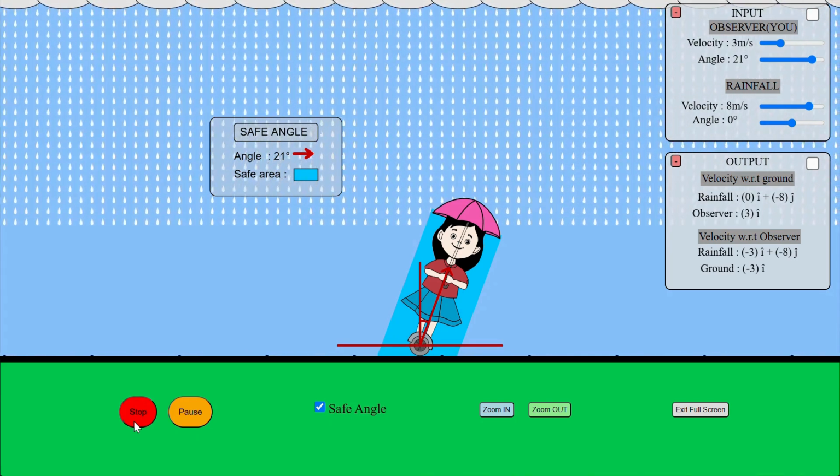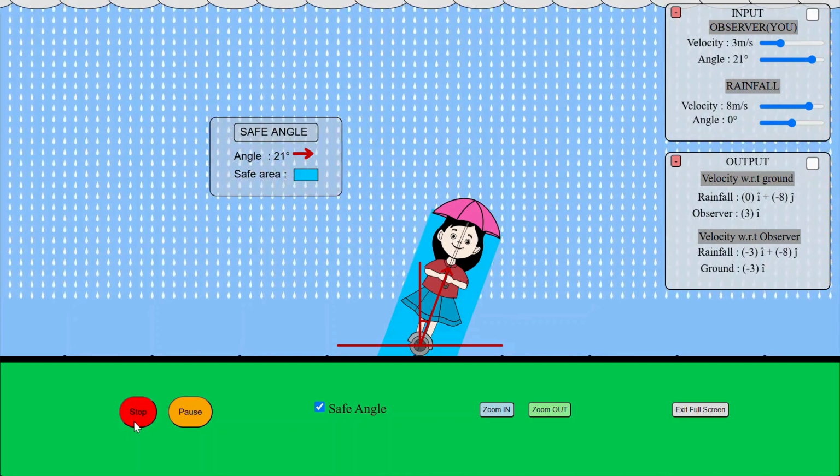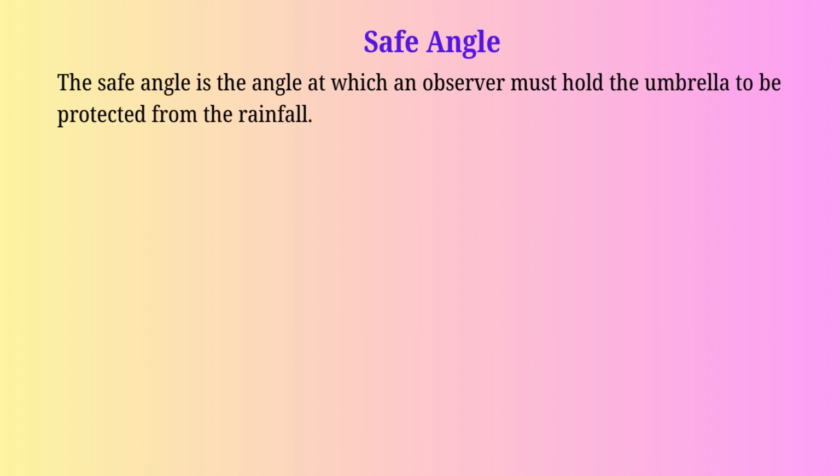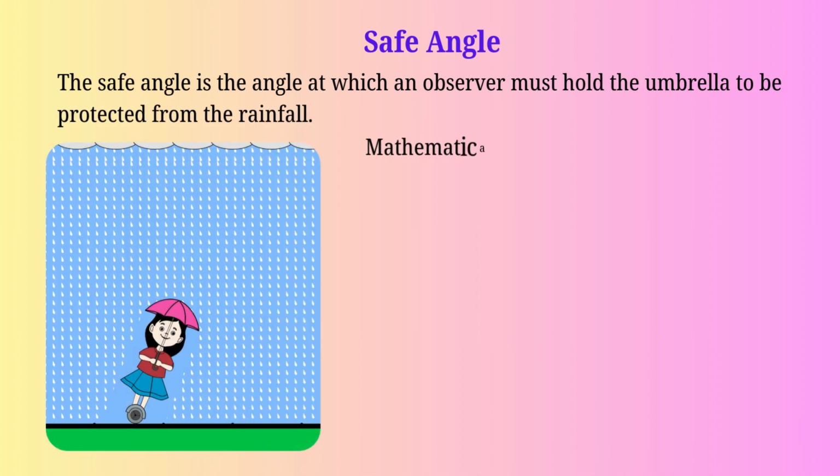Let's understand the physics behind this. First understand, what is safe angle? The safe angle is the angle at which an observer must hold the umbrella to be protected from the rainfall. Now, we will derive the mathematical expression for the safe angle.